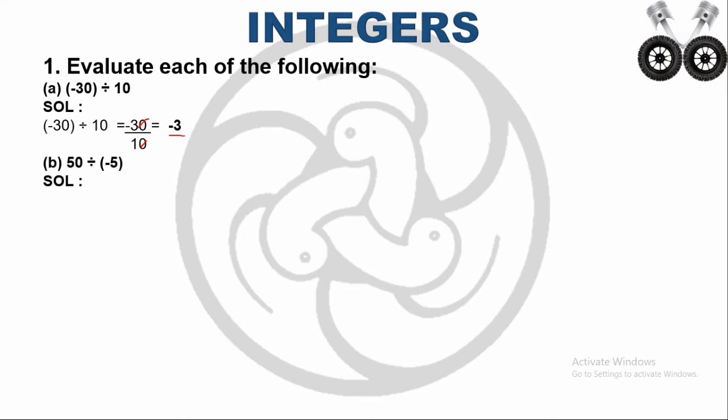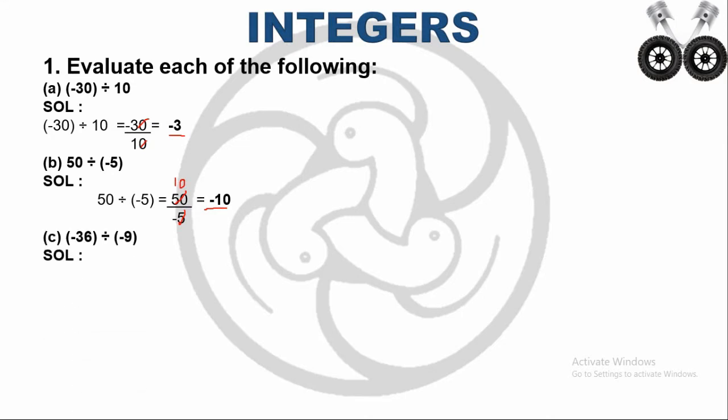The second one is 50 divided by minus 5. In the numerator I have to write 50 and in the denominator I have to write 5. Whenever I cut 5 with the 50, the answer is 10. Here the two integers have different signs. The numerator is positive and the denominator is negative, so I have to put the negative sign. So the answer is minus 10.